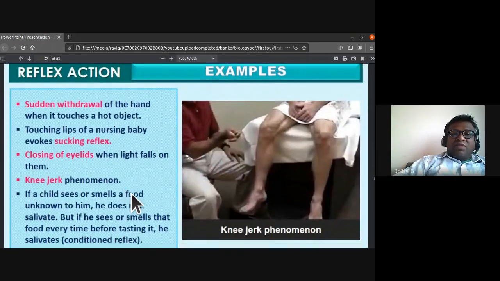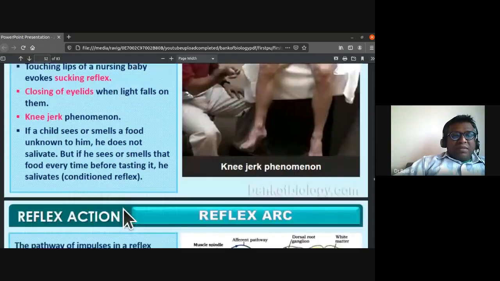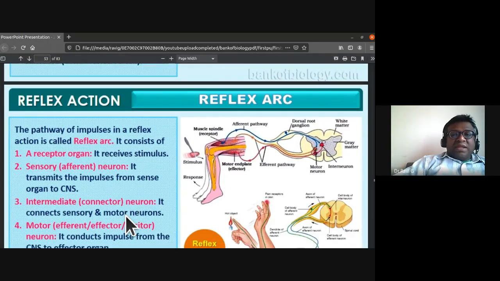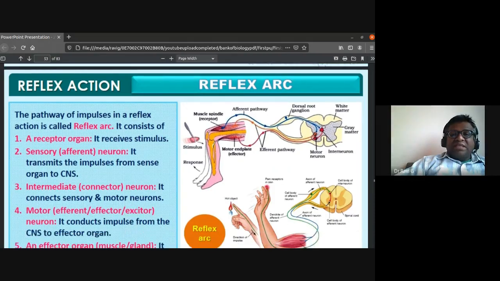So the sudden withdrawal of the hand from a hot object, and the knee jerk phenomenon, are all examples of reflex action. Next, we'll study the reflex arc.